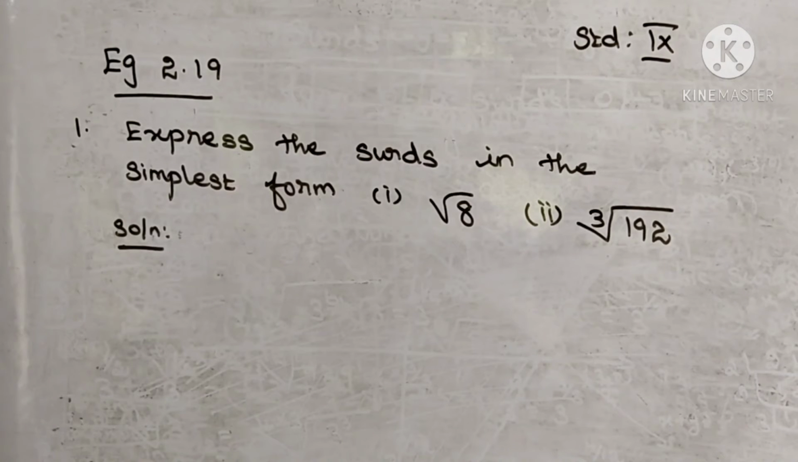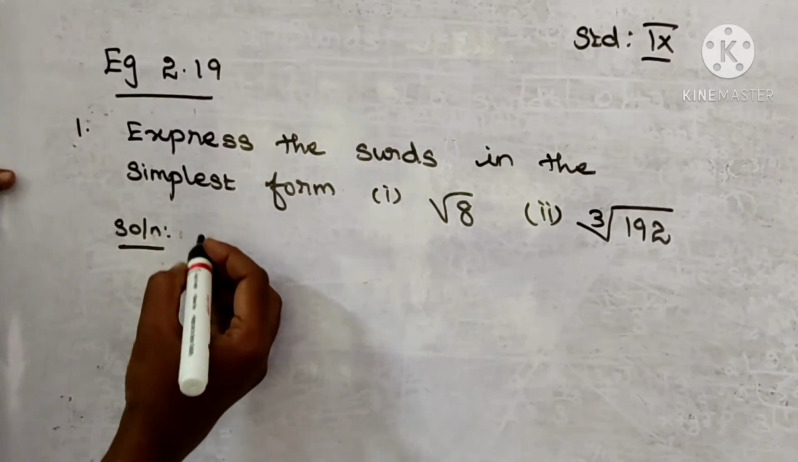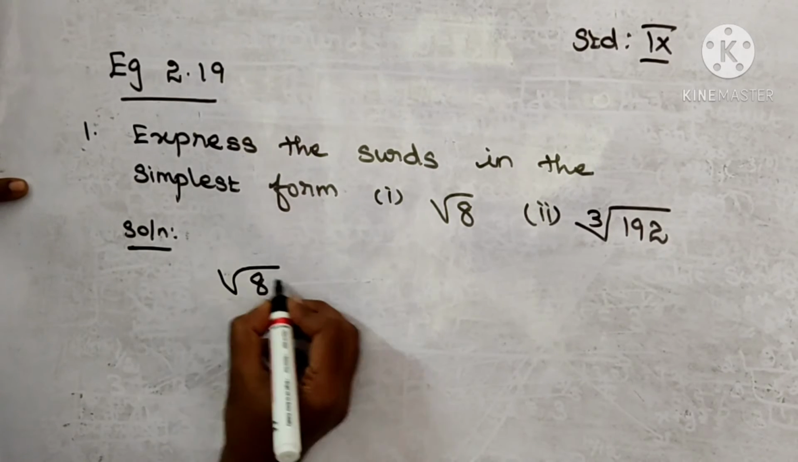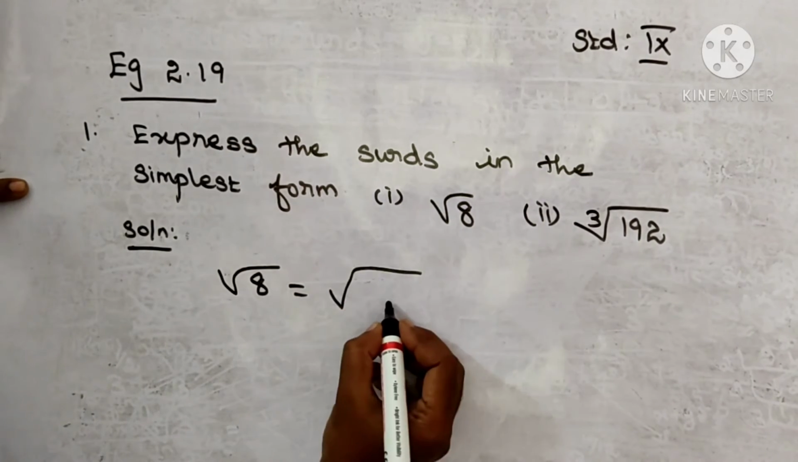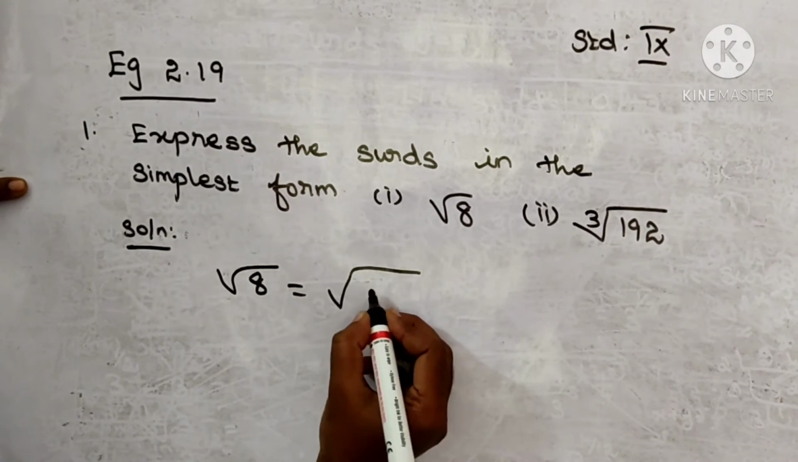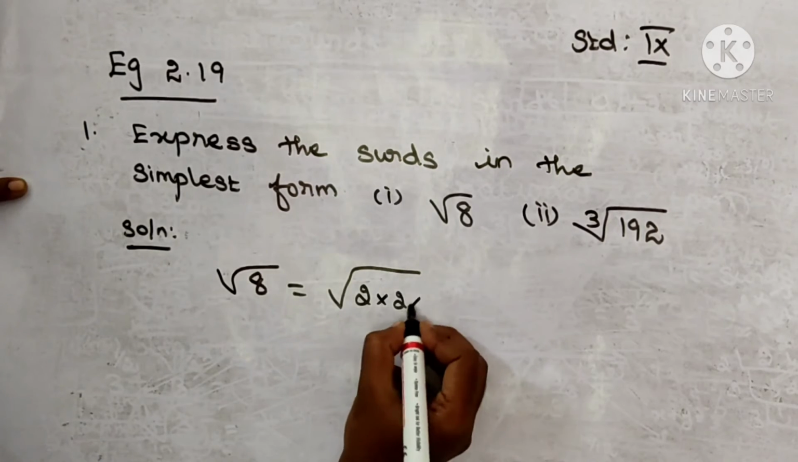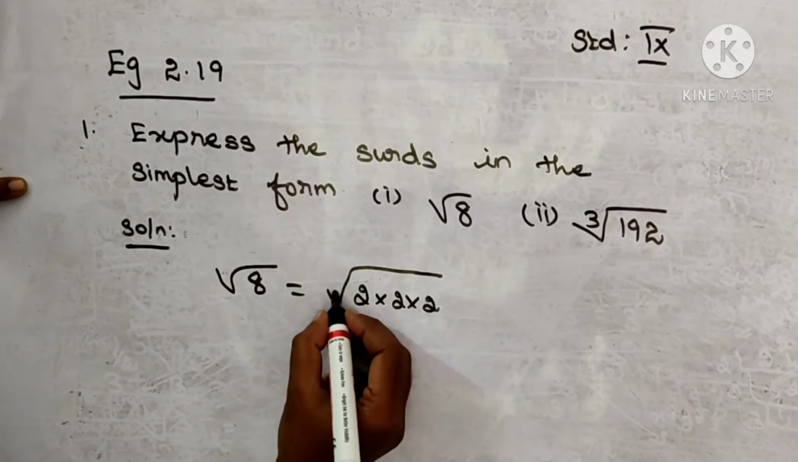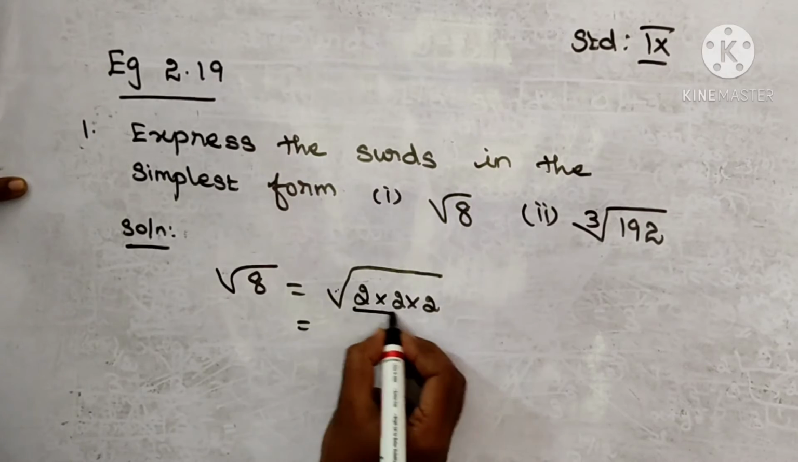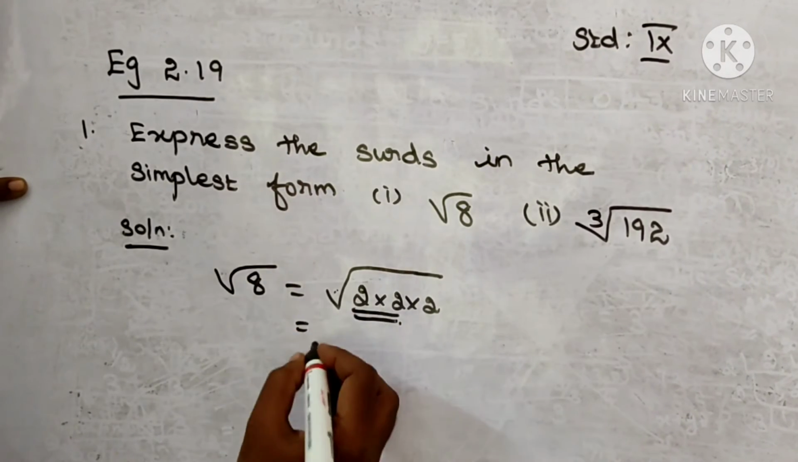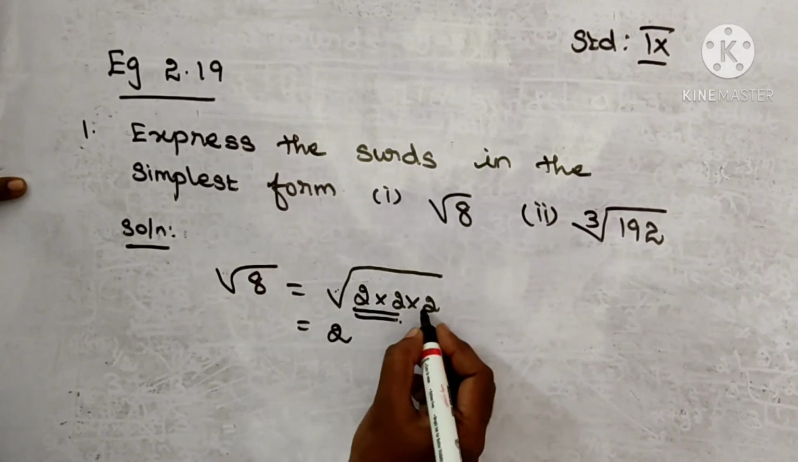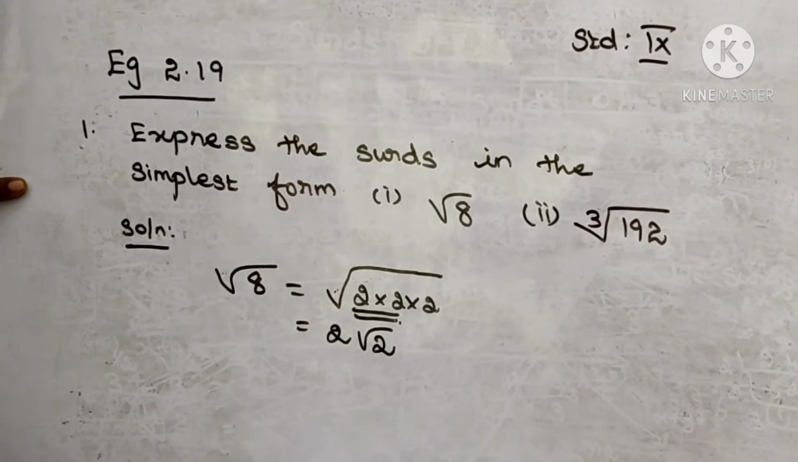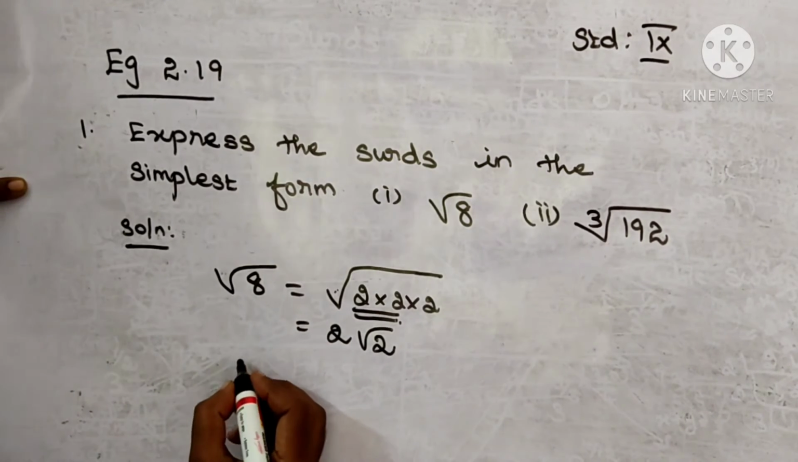Next question, example 2.19. Express the surds in the simplest form: root 8 and the cubic root of 192. For root 8, write the factors of 8. 4 2s are 8, that is 2 into 2 into 2. This is a square root, so when 2 numbers are the same inside the square root, you take one number outside. So 2, and the remaining 2 you keep inside the root. This is the simplest form of root 8.